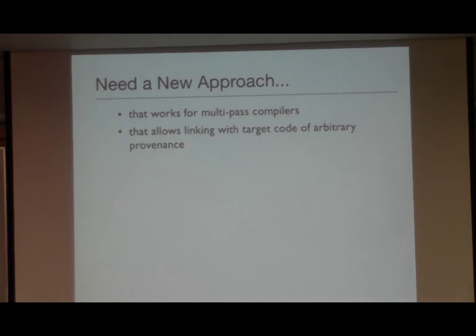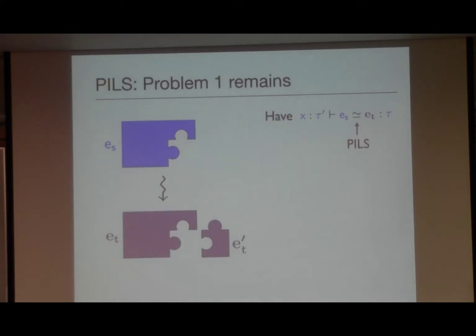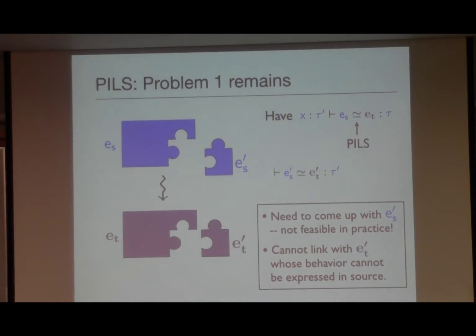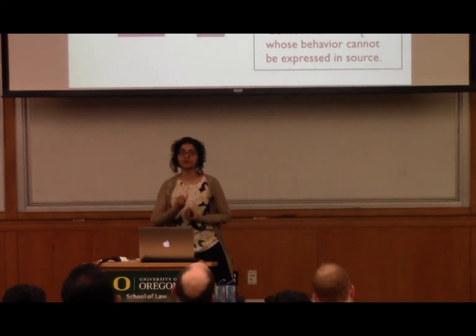And I want to just emphasize one thing here. Let's focus on this particular problem for a second. The issue is not just that PILS or cross-language relations don't allow you to link with code that you cannot express in your language. That is a problem, okay? But you could say, I don't want to link with code that I can't express in my language. To me, the big problem of this approach is that I can't even say what I'm allowed to link with in a source-independent way. You have to bring some source component into the picture.